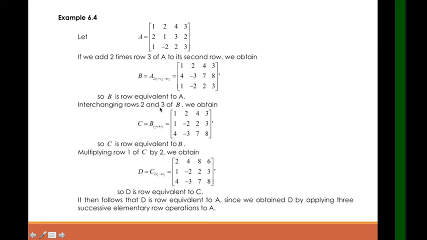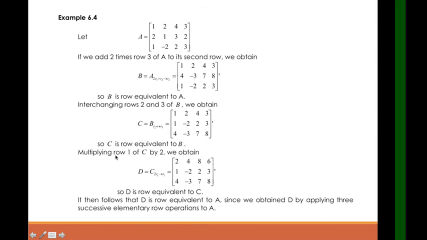Interchanging row 2 and 3 of B. Yung row 2 at saka row 3, ito yung sinasabi ko kanina kaya iniiba ko yung letters. Row 2 and 3 interchange daw. So, papalitan natin. That's type 1. Row 2 and row 3 interchange. So, yung row 2 bababa, yung row 3 tataas. Magiging ganito yung itsura niya. Although nag-iba sila ng position, originally they came from B. So, that is what we call C. And so, C is row equivalent to B.